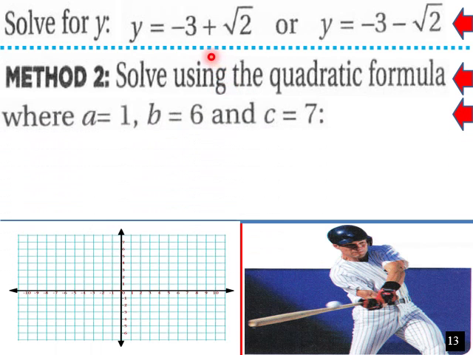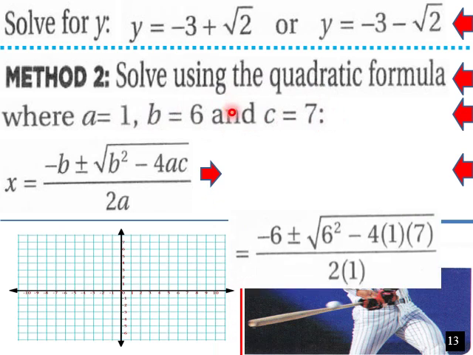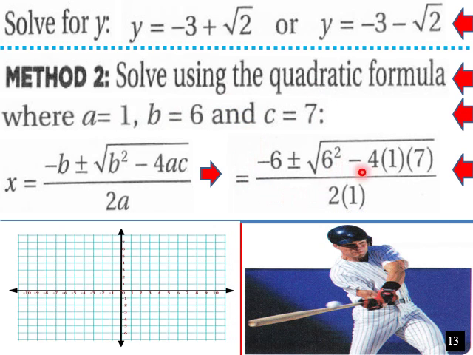Solve using the quadratic formula. This would be another method too. This is one set of solutions up here. Now we're going to use the quadratic formula to check it. We can plug in the values from our original trinomial into the quadratic formula, and we get this setup here.